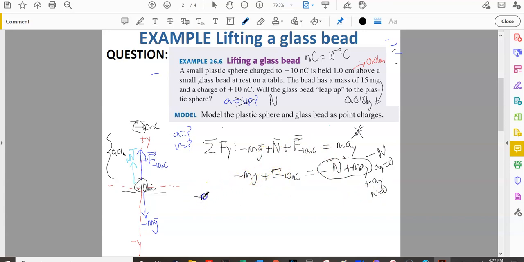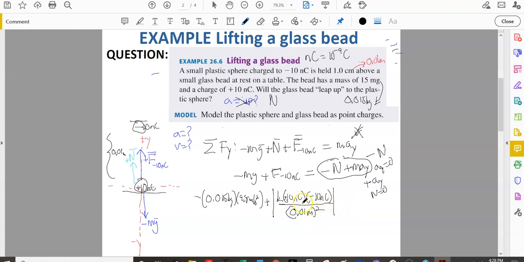So negative mg is going to be, so the mass is going to be 0.015 kilograms, and that's times 9.8 meters per second squared, plus that Coulomb force is going to be k, and that's going to be times 10. So we're doing our force diagram on the positive 10 nanocoulomb object minus 10 nanocoulomb object all over their distance apart, which is going to be 0.01 meters that you're going to square that whole thing.